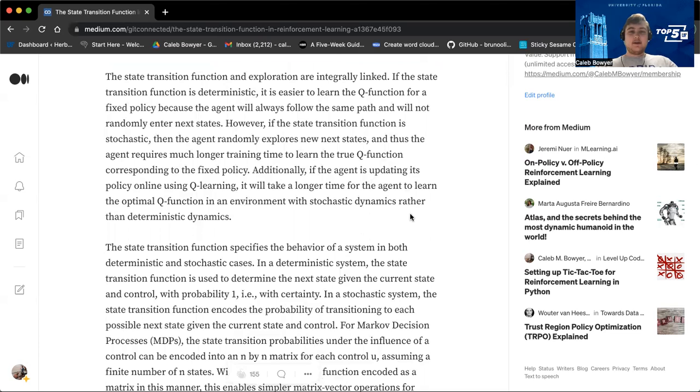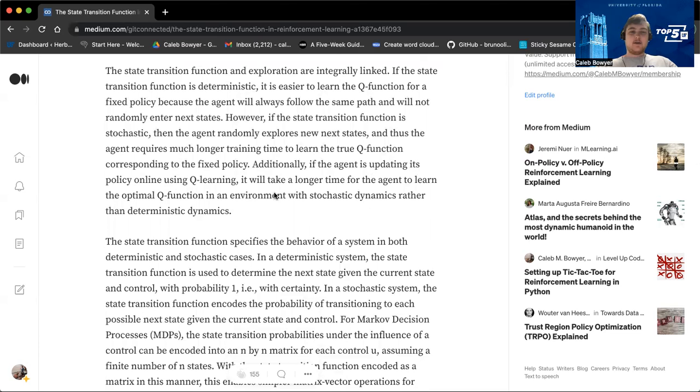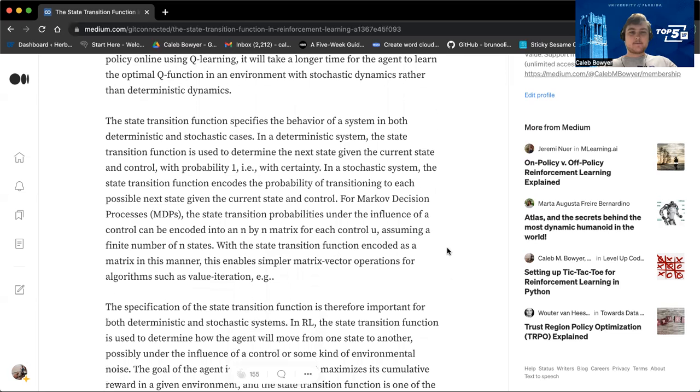Additionally, if the agent is updating its policy online using Q learning, it will take a longer time for the agent to learn the optimal Q function in an environment with stochastic dynamics rather than deterministic dynamics. The state transition function specifies the behavior of a system in both deterministic and stochastic cases. In a deterministic system, the state transition function is used to determine the next state given the current state and control with probability 1, that is, with certainty.